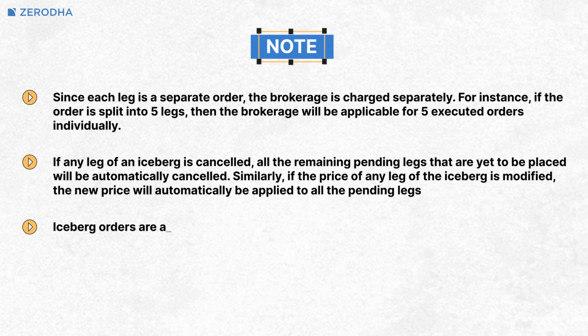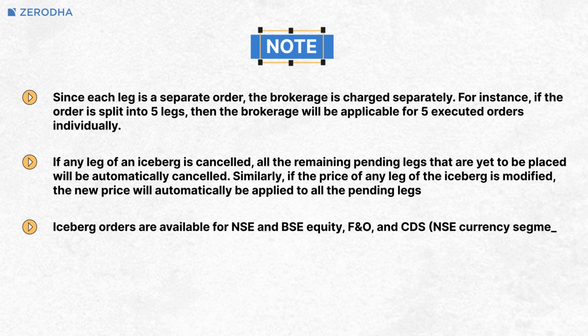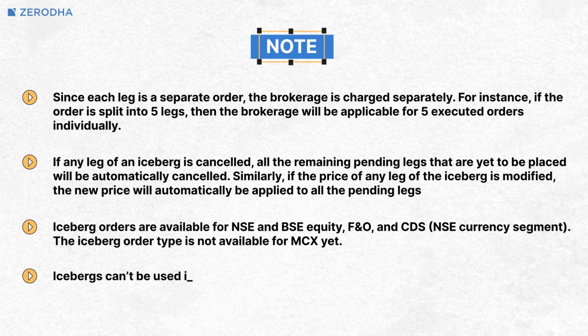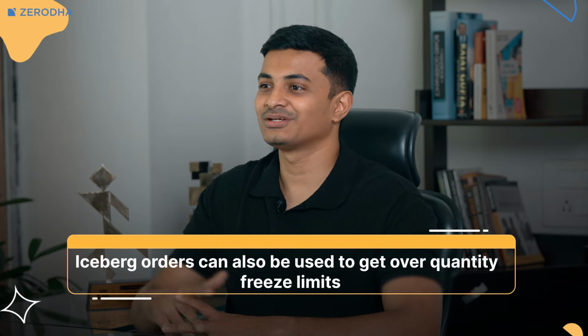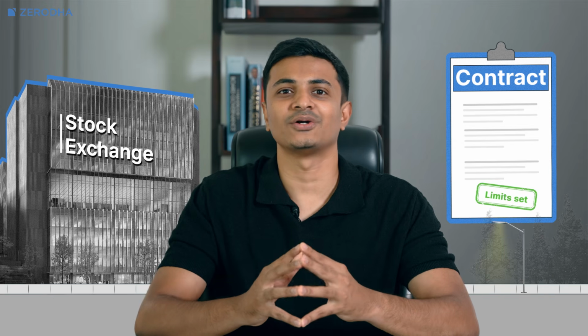Iceberg orders are available for NSE and BSE equity, futures and options, and the currency segment. The iceberg order type is not available for MCX yet. Icebergs can't be used in the case of market and stop-loss market orders. Iceberg orders can also be used to get over the quantity freeze limits. The exchanges have set limits on the number of contracts that can be traded in a single order in the F&O segment. Take Nifty for example.